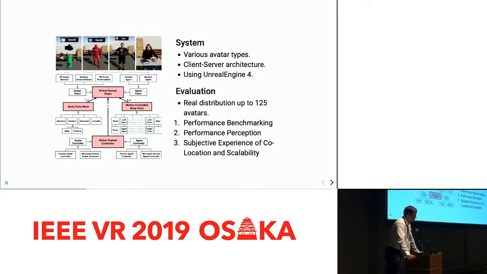We want a real distribution scenario with 125 computers connected, where all of these computers basically control one of these avatars. And then we want to benchmark, first of all, the performance, then the perception of the performance of users, and then finally the subjective experience of co-location and the scalability. You don't have to go into this architecture. I've said we don't have so much time, but you can look it up in our paper.